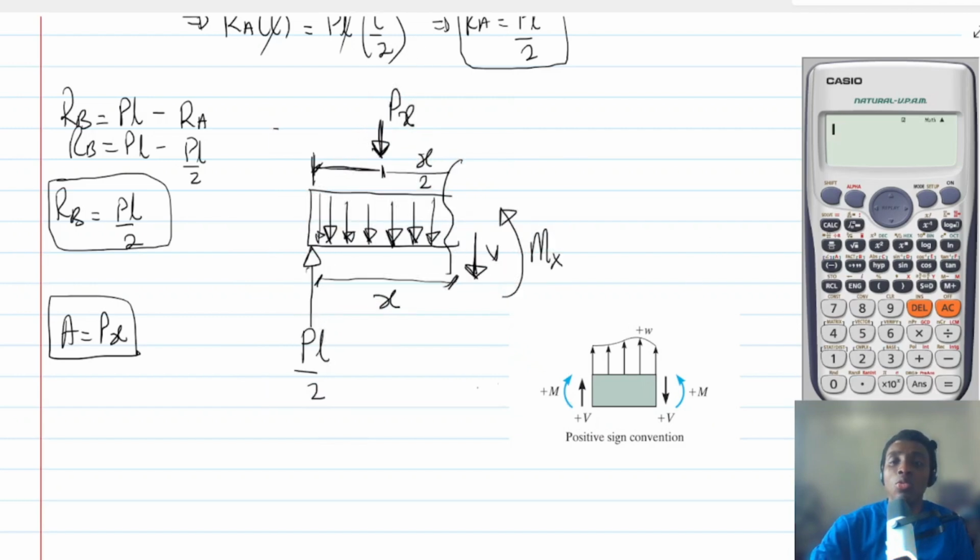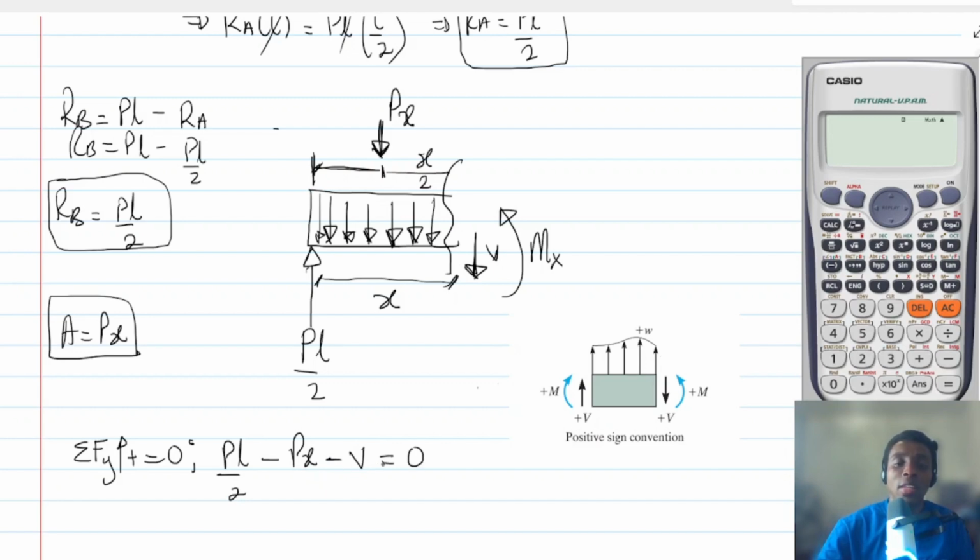Okay. So now that we have been able to do this, we will have to come up with the equation. Let's sum forces. Summation of forces: every force going up should be positive, and should be 0. Then we can say that PL over 2 minus V is 0. In other words, PL over 2 minus Px, and then what? Minus V should be what? 0.